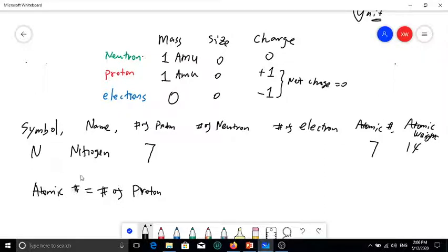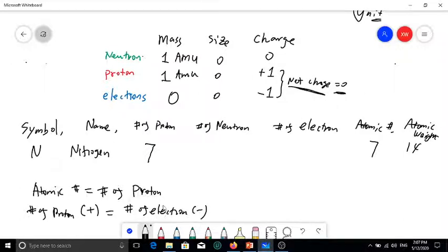And also, like we said, because you are trying to get the net charge to be 0 in the neutral atom, the number of protons, which is a positive charge, equals the number of electrons, which is a negative charge. So if you have 7 protons, you have 7 positive charges in the nucleus. In order to neutralize 7 positive charges, you need 7 electrons to have 7 negative charges. So the number of electrons is always going to be 7.